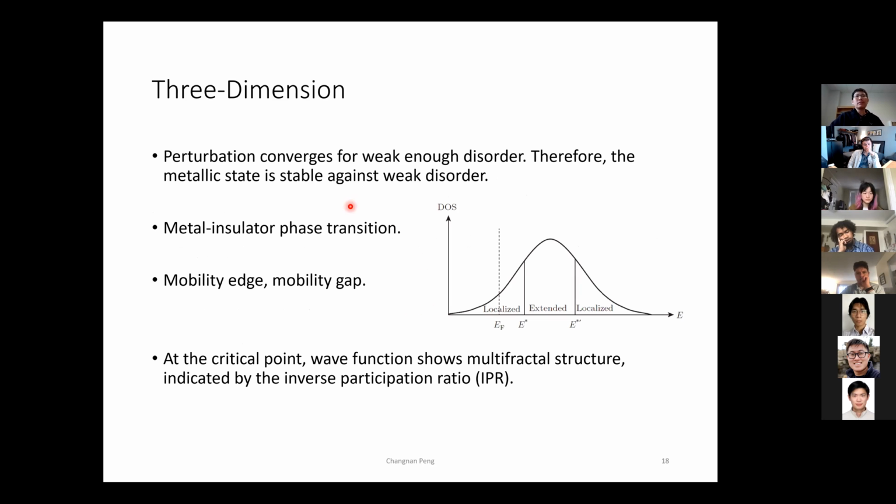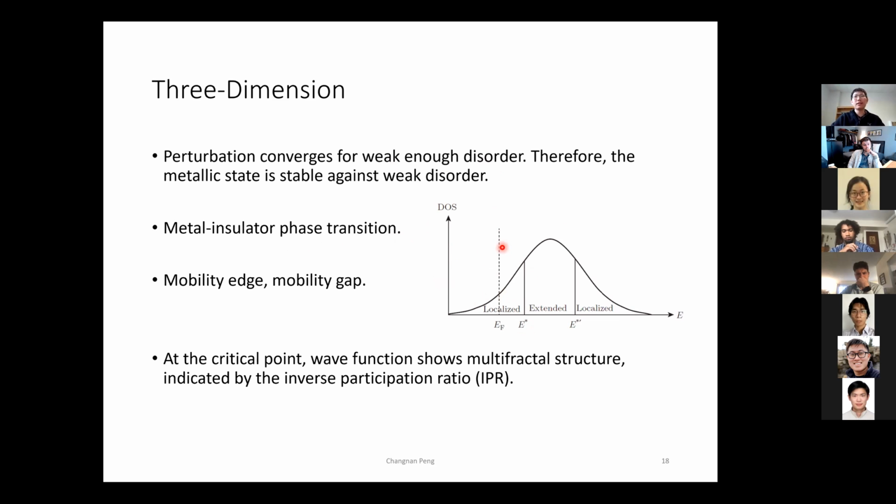In 3 dimensions, the perturbation converges for weak enough disorder. Therefore, the metallic states in 3 dimensions are stable against weak disorder. So we have a metal-insulator phase transition. For large enough disorder, certainly everything is localized. But for weak enough disorder, we have extended states and metallic states, so there has to be a phase transition somewhere. So this is the plot again.